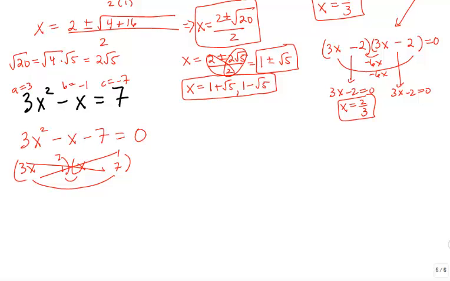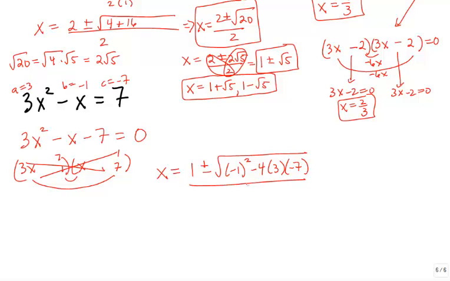So applying our quadratic formula, x equals minus b, or the opposite of b, which would be negative 1, the opposite of that becomes positive 1, plus or minus the square root of our b squared, so quantity negative 1 squared, minus 4 times a, which was 3, times c, which was negative 7, be really careful with your negatives here, all over 2 times a, 2 times 3.